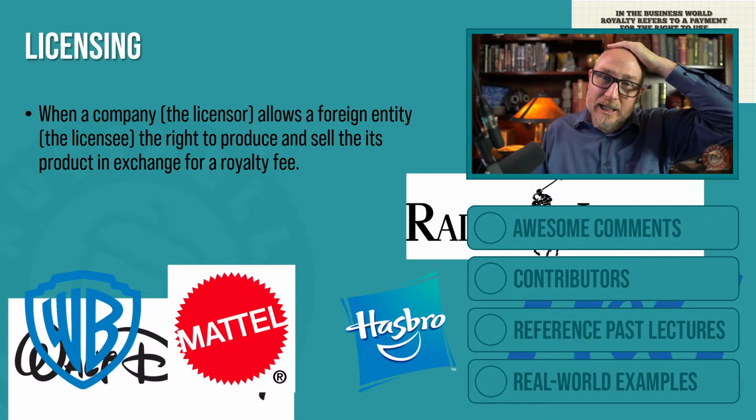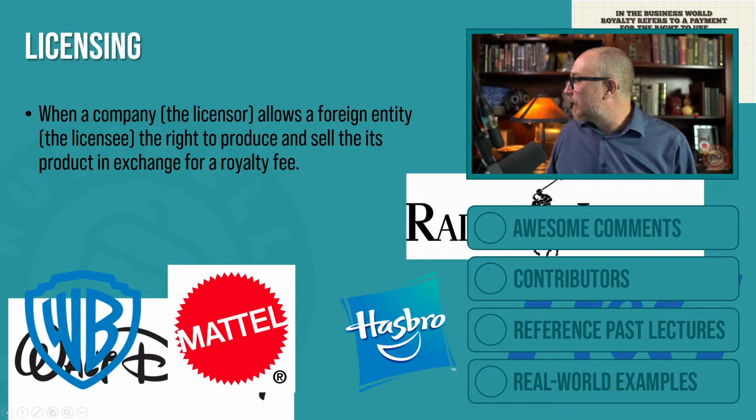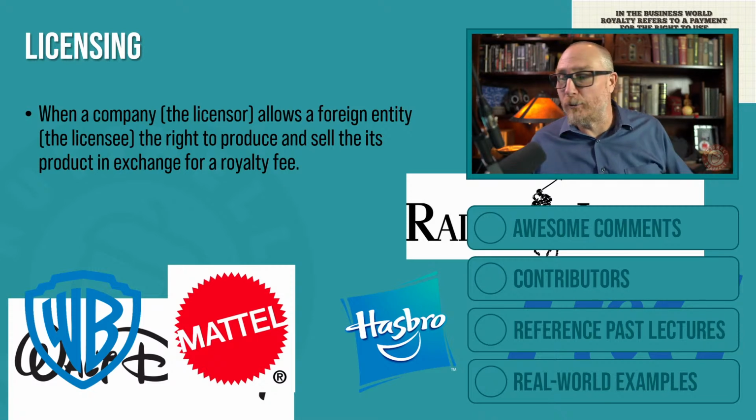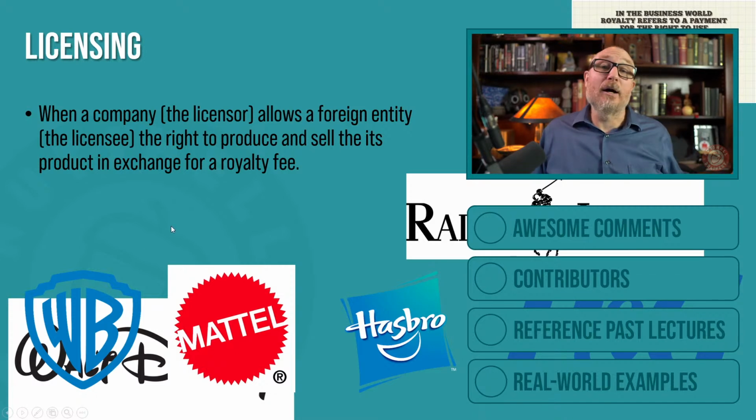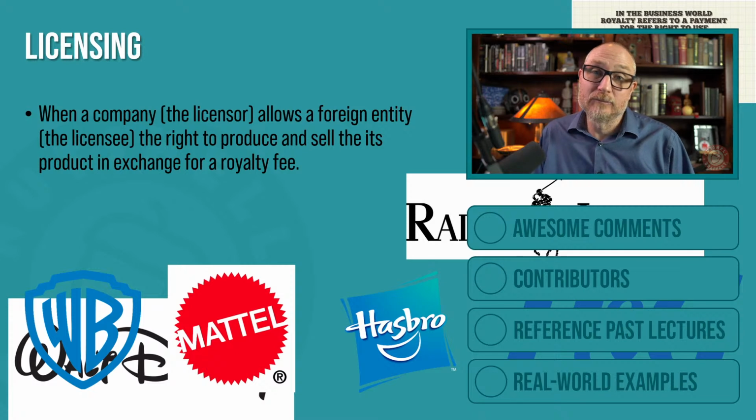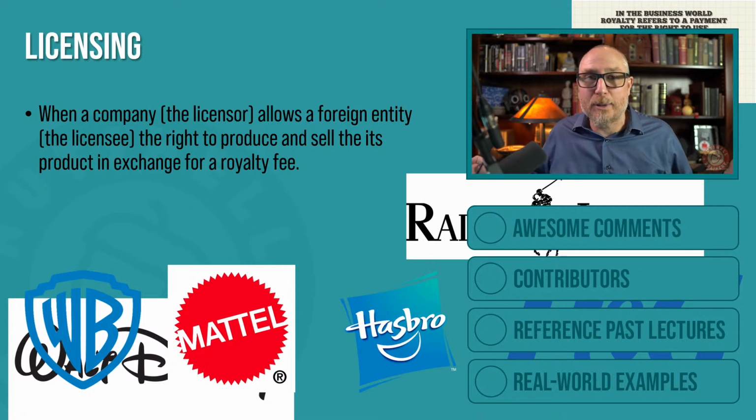Basically, this is when a company allows a foreign entity, the licensee, the right to produce and sell its product in exchange for a royalty. All right? So all these pictures that you can't see, Ralph Lauren, Hasbro, Procter & Gamble, Mattel, Warner Brothers, Walt Disney, these companies all make their money by licensing. They just tell any company who's willing to pay for the license and pay royalties, yeah, sure, you can make stuff and boom, stamp our logo on it. Or make stuff to our specifications and so forth.